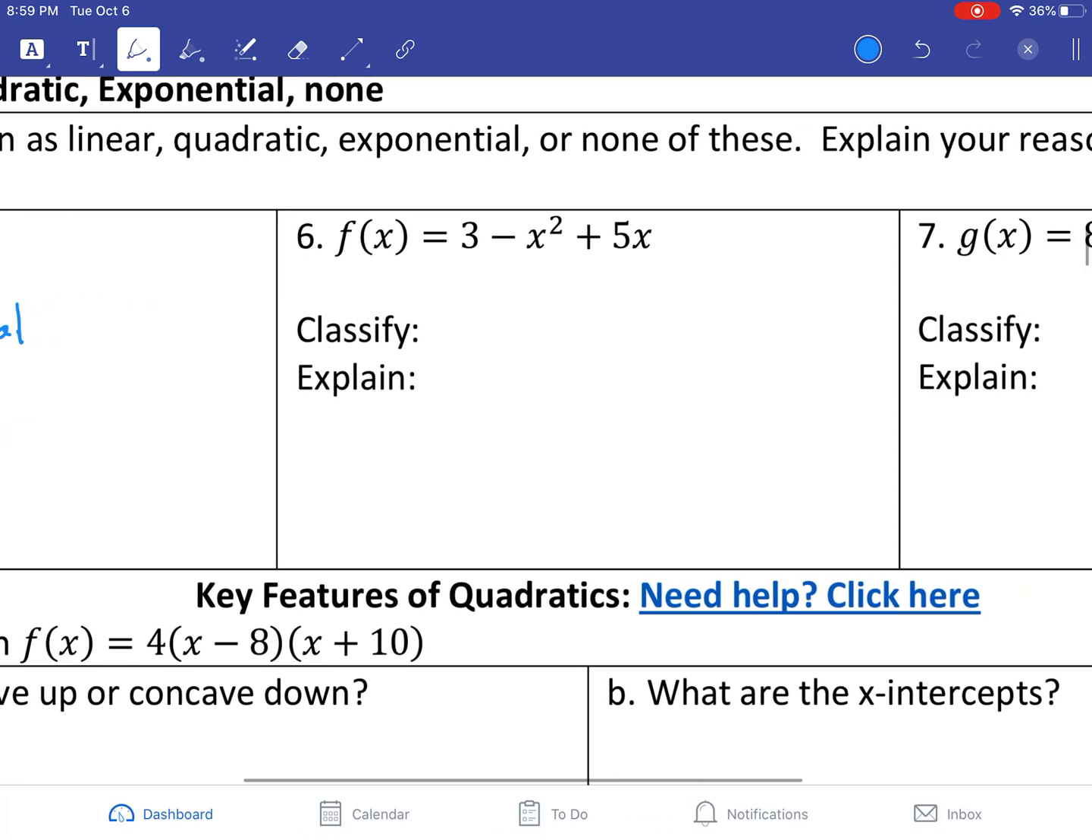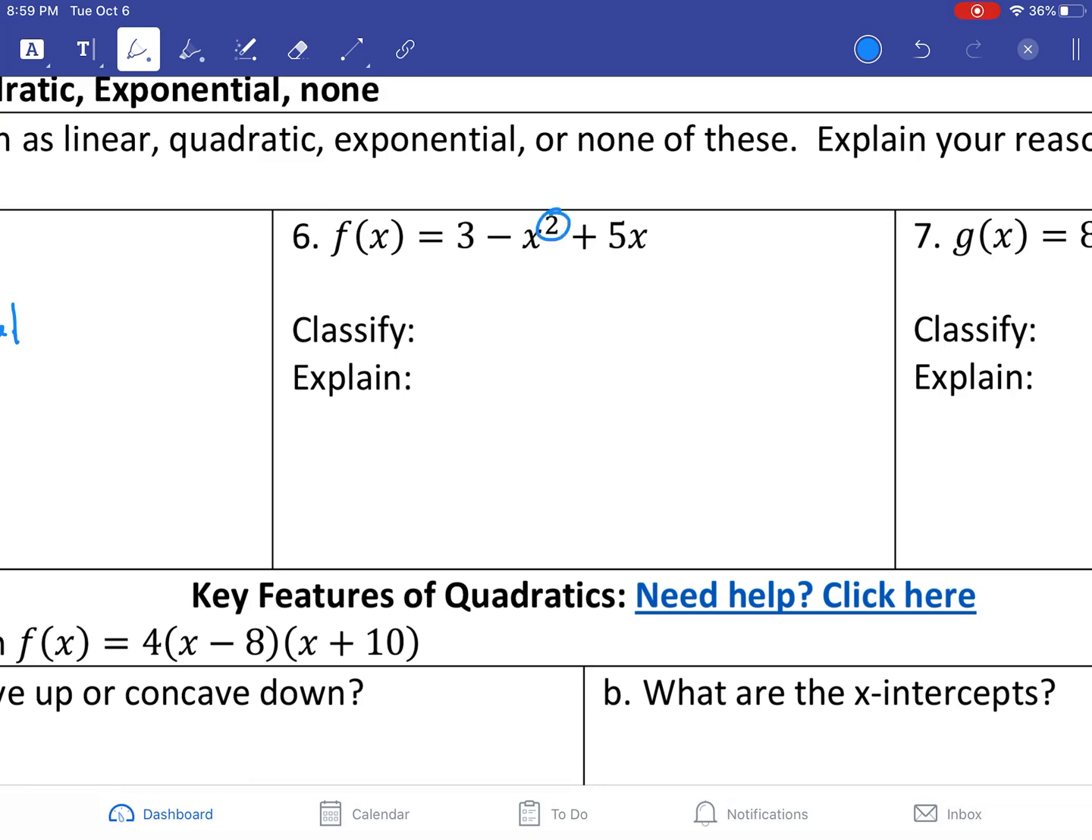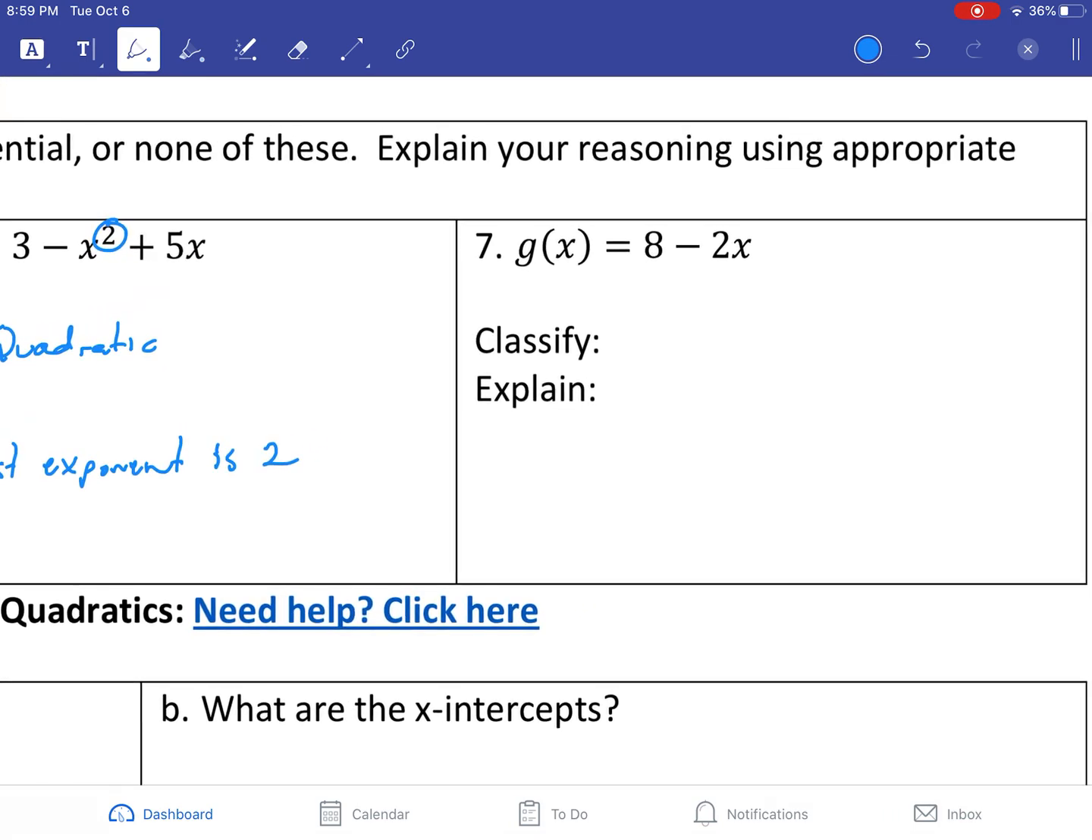And number 6, the largest exponent is 2, so this must be a quadratic. And why? Because the largest exponent is 2. That's why it's a quadratic. And finally, number 7 for this section. Although it doesn't say it, it is a 1 for an exponent, so this is a linear. The reason being is because the largest exponent is 1. And that's why it is linear.